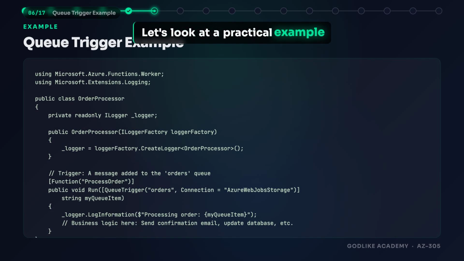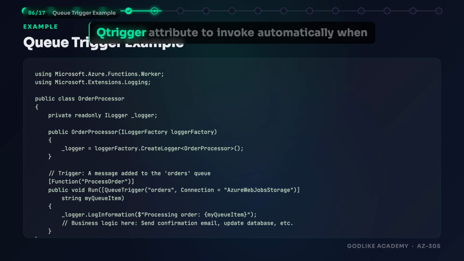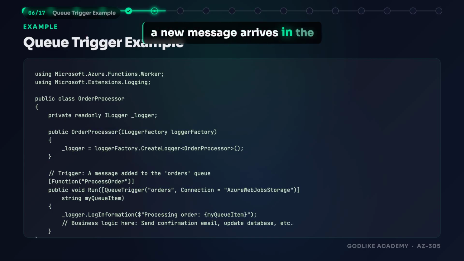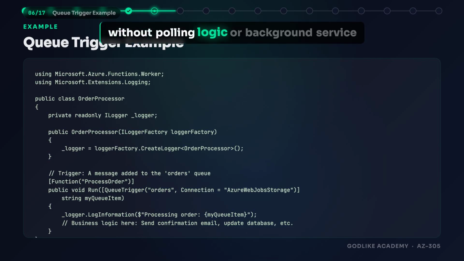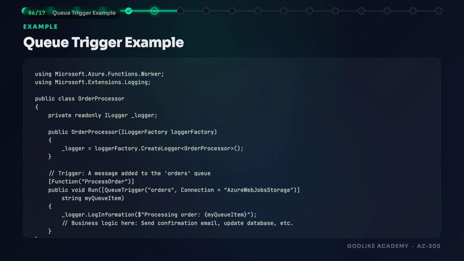Let's look at a practical example using C# and Azure Functions. This order processor function uses the QueueTrigger attribute to invoke automatically when a new message arrives in the orders queue. Inside the method, we log the processing event with a standard ILogger instance. Notice how clean the code remains without polling logic or background service management required for reliable delivery.